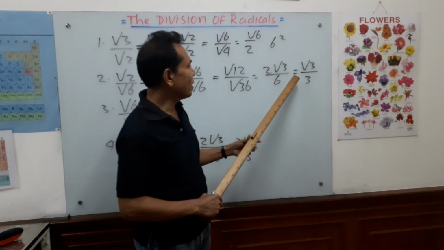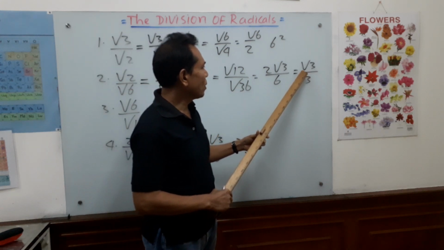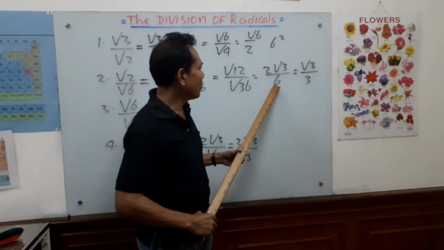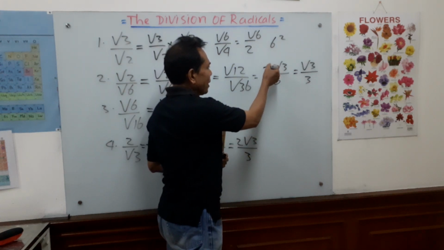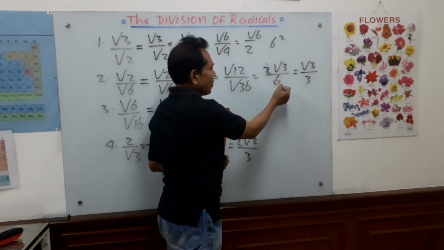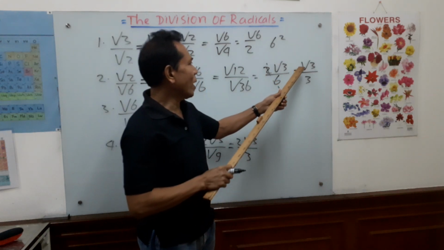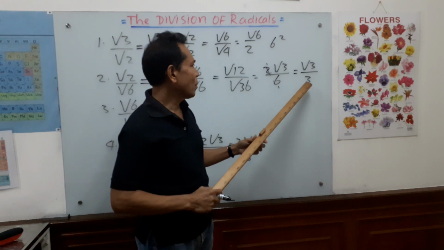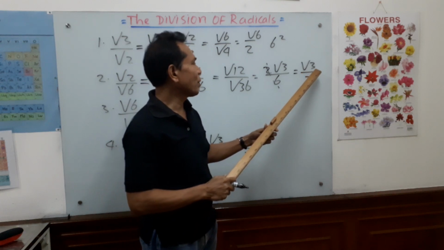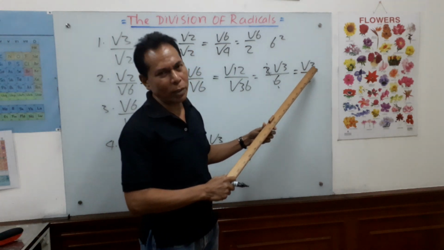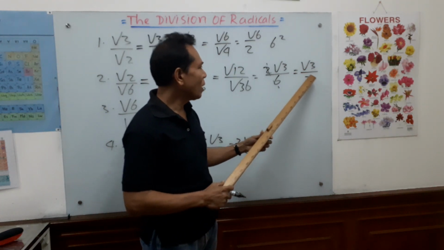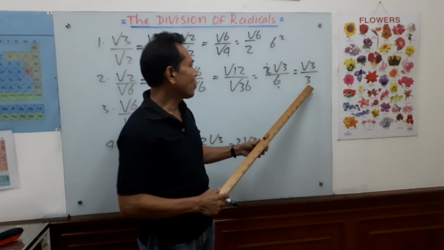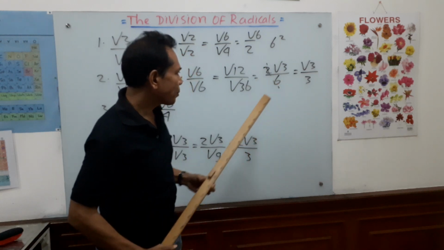So your final answer: we simplify this, we have 2 here, so if we cross like this, we have 1 times and we have 3 times. So this is 1, we normally don't write it, so we have square root 3. This is actually 1 square root 3, but we don't write 1, so we just write square root 3 over 3. This 3 comes from here.